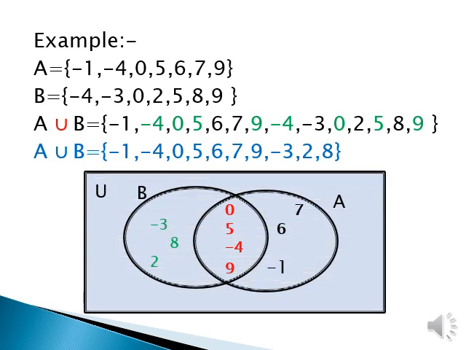This can be represented in this way using a Venn diagram. A is the set of elements present here, then B is also a set, and the middle part having the elements in red color is the common elements which are present in both the sets. Previously we have seen that these elements show the intersection of the two sets. So 0, 5, -4 and 9 will be the intersection of A and B.